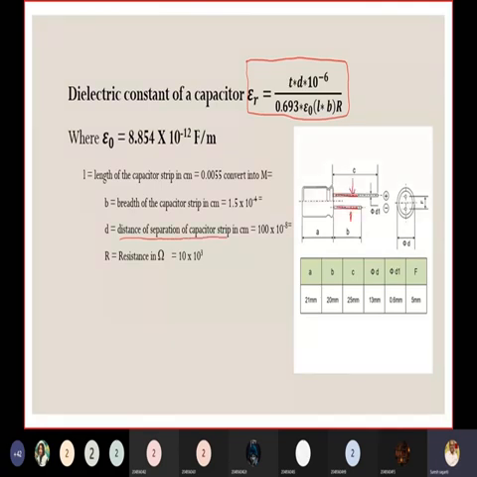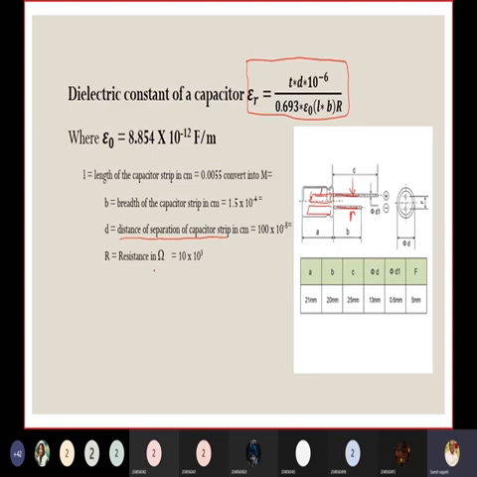I have given it in centimeters. I kindly request you to convert them into meters only. Then the breadth of the capacitor strip. It is going to have capacitor strips like this. What is the breadth of these capacitors? Then the length of the capacitor. This is the length of the capacitor, this is the breadth of the capacitor plate, and this is the distance of separation between two plates.